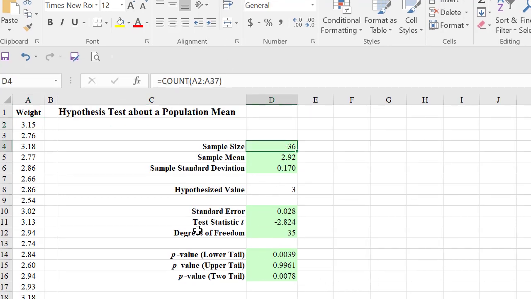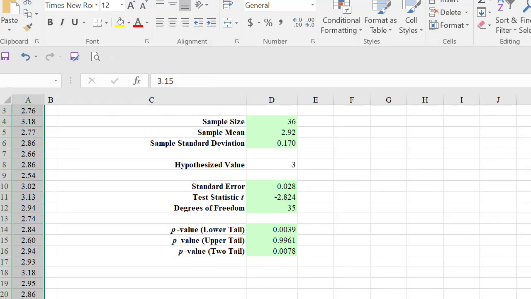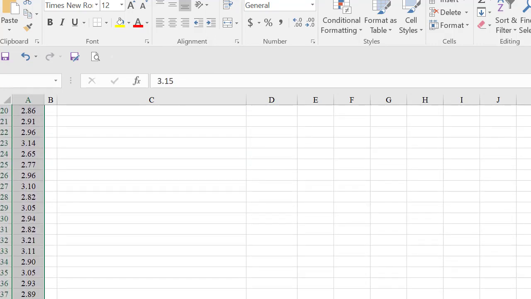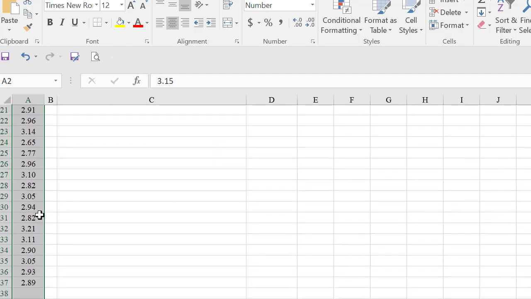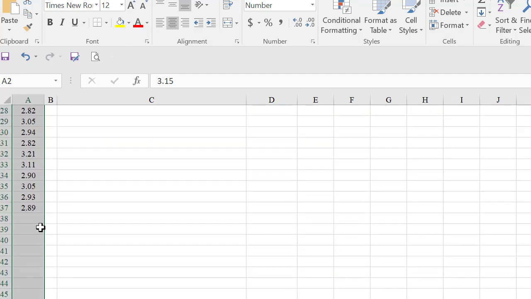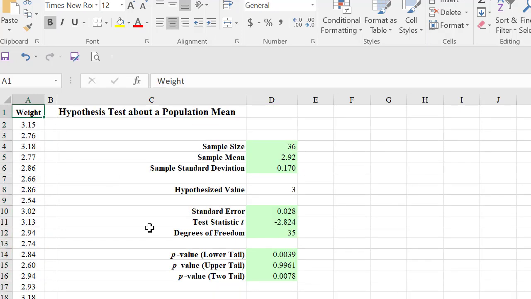is what's our sample size. So we're actually counting down through here through, well, row 37, and we know we've got a title at the top, so if we just count that, then there's 36 observations.